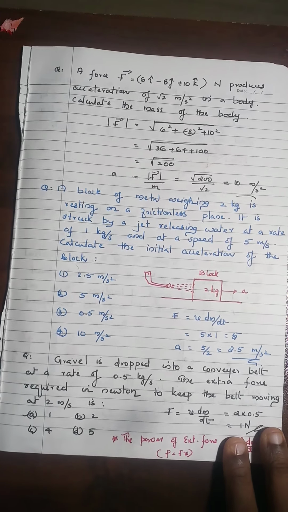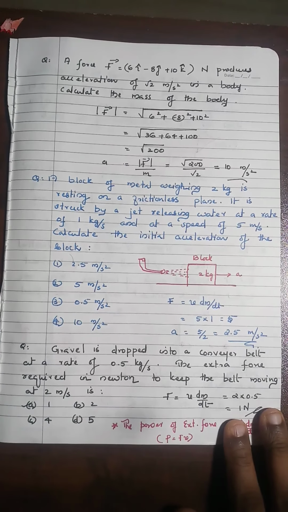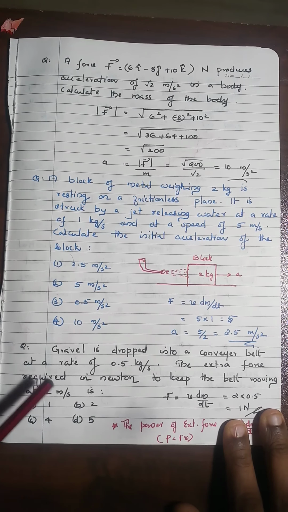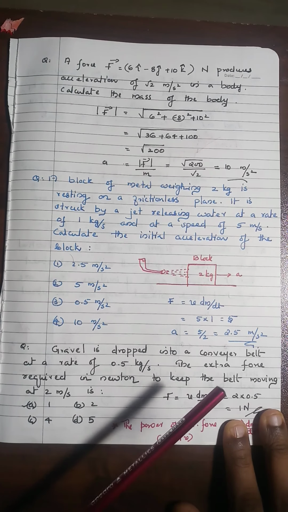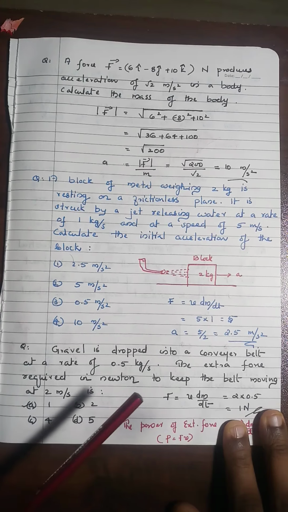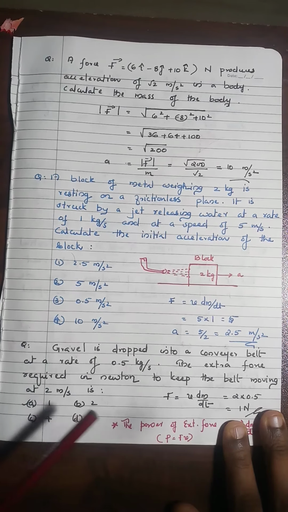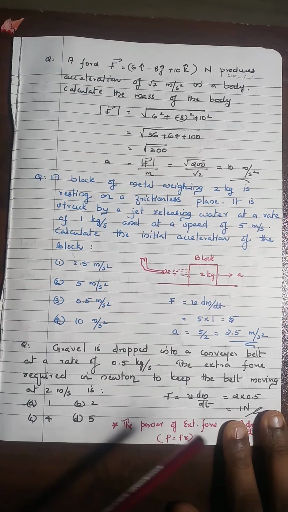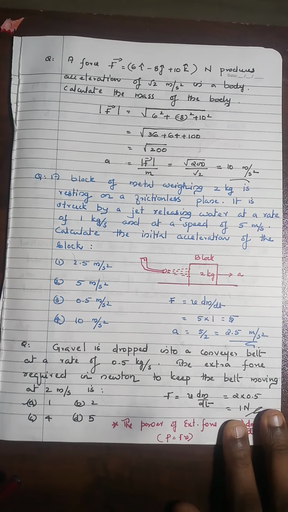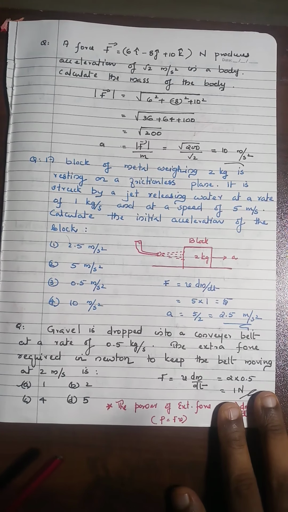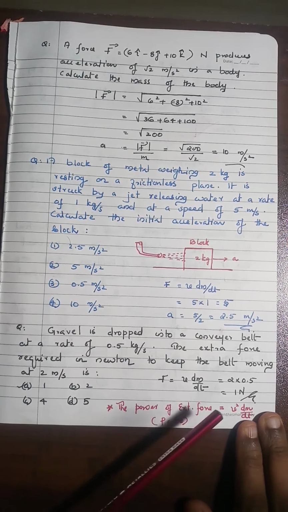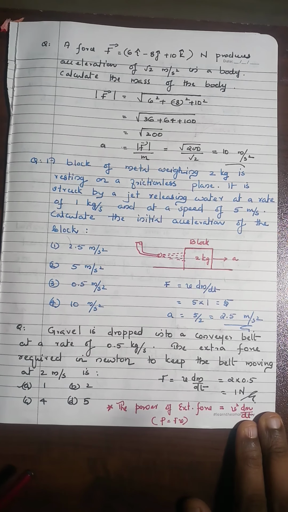And see another concept, the conveyor belt. Gravel is dropped onto a conveyor belt at a rate of 0.5 kg per second. The extra force required in Newton to keep the belt moving at 2 meters per second is, you know, F is equal to v into dm by dt. So the velocity is 2, into 0.5, equal to 1 Newton.